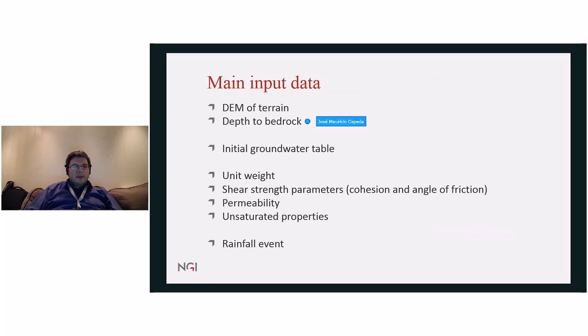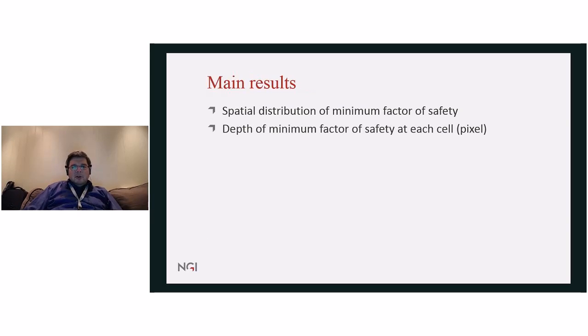also a model with depth to the bedrock, the initial groundwater table across the domain, also the unit weight of the soil, shear strength parameters, permeability of the materials, and unsaturated properties. And finally, the triggering event is given by a rainfall event that can be distributed over the region of interest. The main result that the model provides is the spatial distribution of minimum factor of safety and the depth of the minimum factor of safety at each cell or pixel.